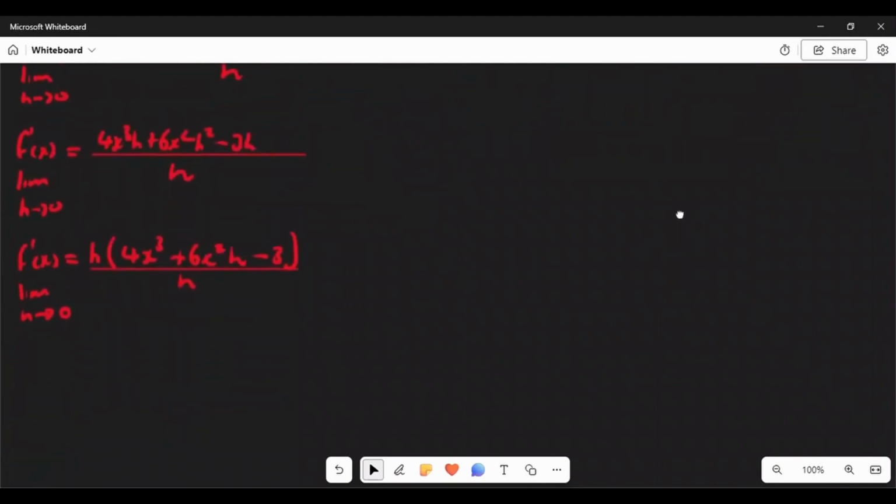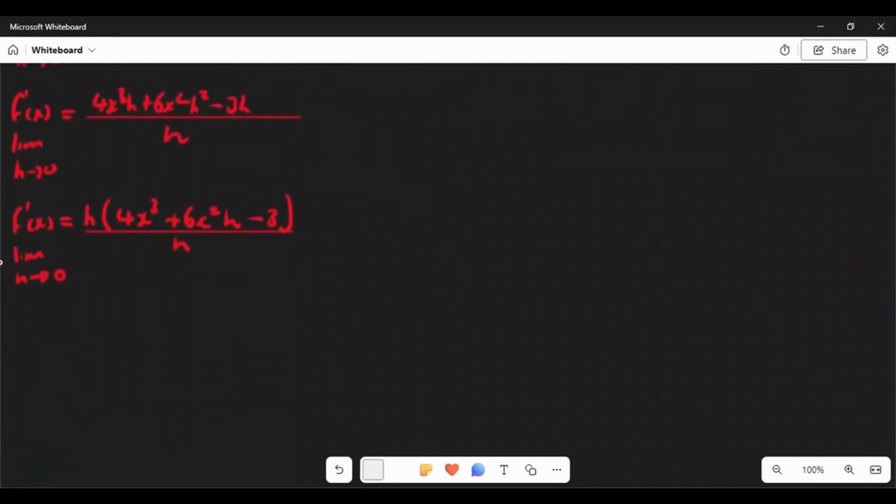Right, so let's continue, guys. As we continue now, look at this h and that h, they will divide each other, and now what are you left with here? f prime of x, you're going to be left with 4x cubed plus 6x squared h minus 3, limit h approaches 0. So from here, the next step is to substitute h with 0. So wherever we see h, we must substitute with 0 because h is approaching 0.